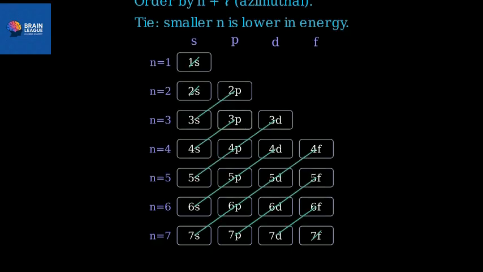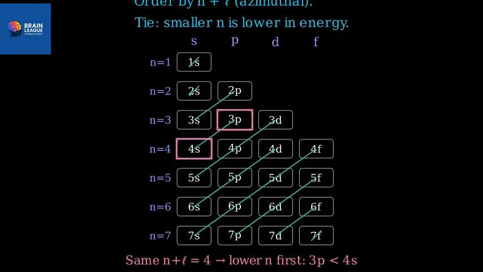Finally, notice how ties are broken. For example, 3p and 4s both have n plus L equal to 4. So 3p is lower because its n is smaller.